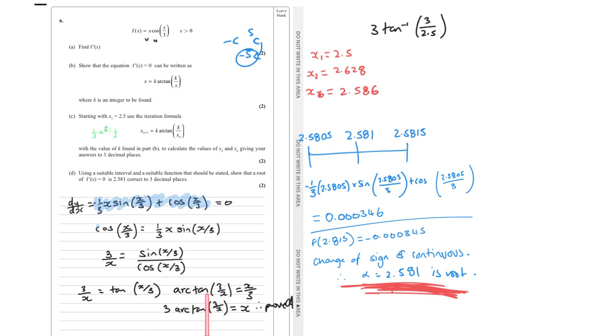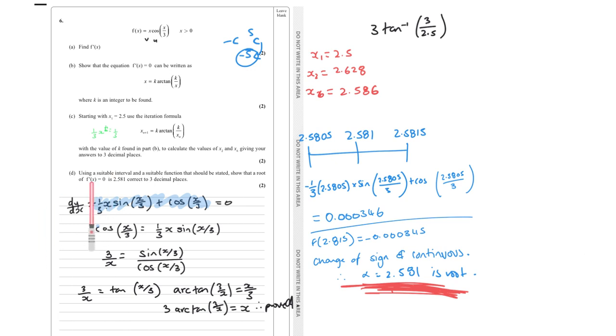Arctan is not continuous, but sine plus cos is continuous, so you have to substitute it into this one. Remember to use your upper and lower bounds, okay? For 3 decimal places this is. So upper and lower bounds, and substitute it into the sine and cos. Remember, because for it to show this, it has to have a change of sign and continuous. It's really important that we remember those two things, okay?